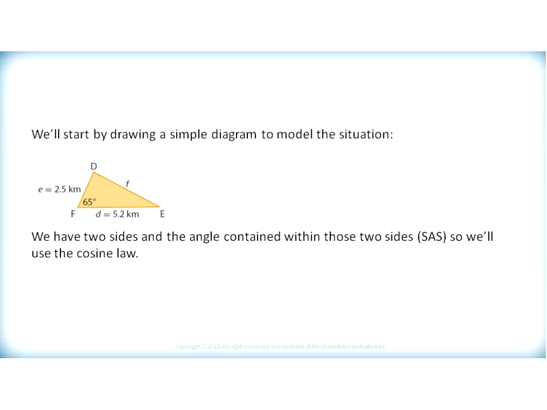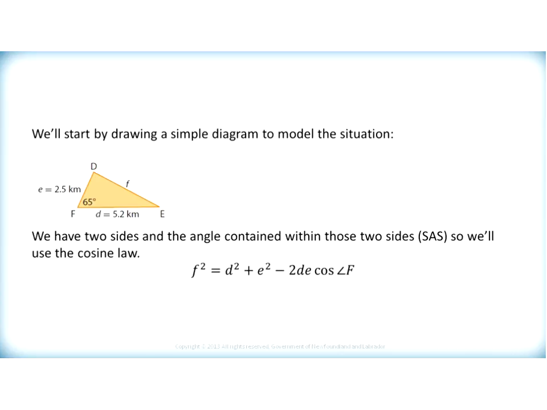So we have the two sides. We're going to use cosine law. In this case, here it is. F squared is equal to D squared plus E squared, because they're the two sides that we know, minus 2DE cos angle F.